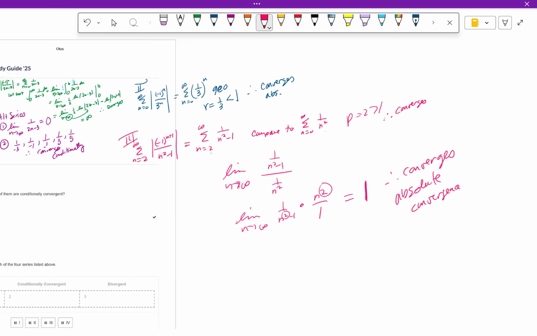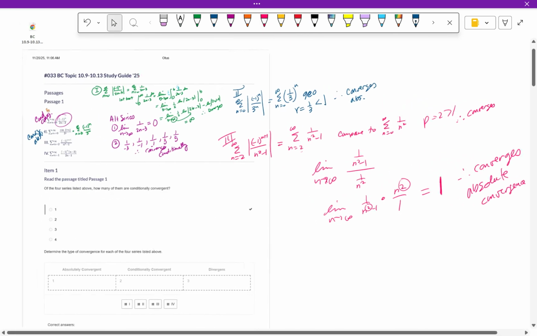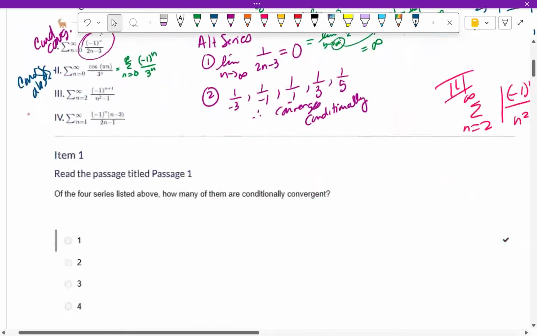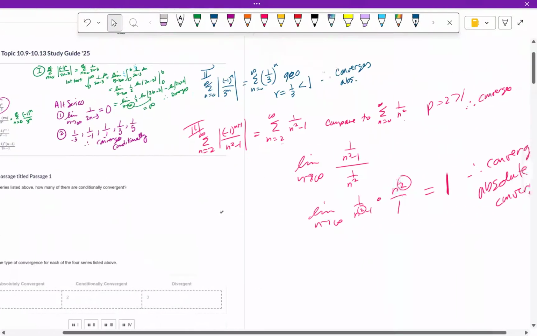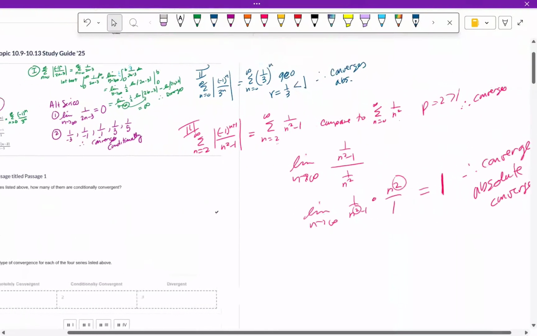Okay, so we now have 1 that converges conditionally and 2 that converge absolutely. Okay, I'm gonna give you a couple seconds because I know I may have gone too fast. I'll put it back there.